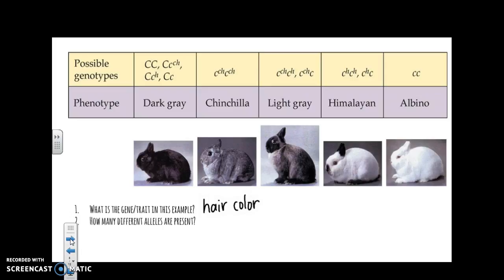The second question is, how many different alleles are present? So remember, alleles are the individual letters. So you have a big C, you have a little c, and then we have C^CH, and then we also have C^H. So you should have 4 alleles, a total of 4.